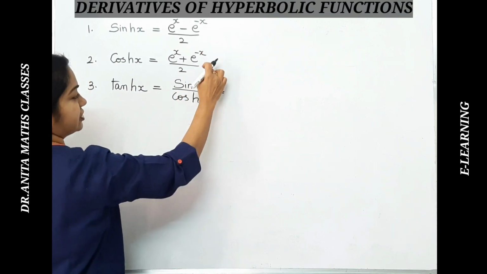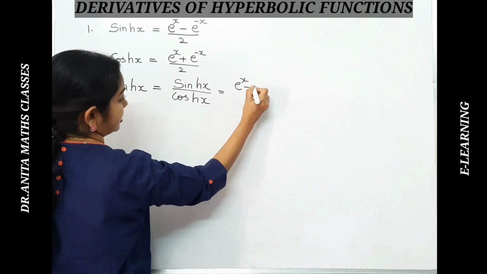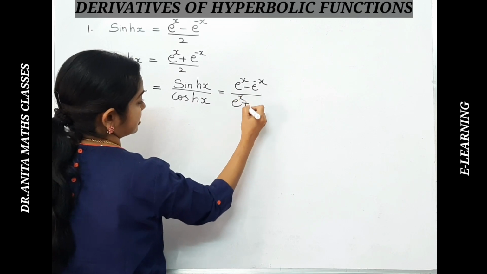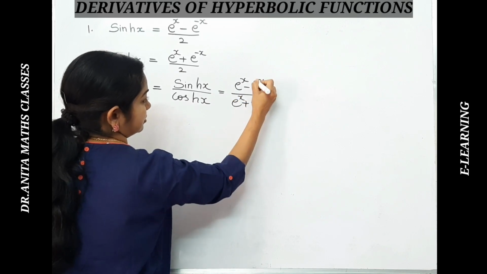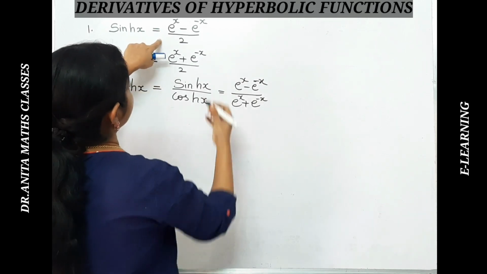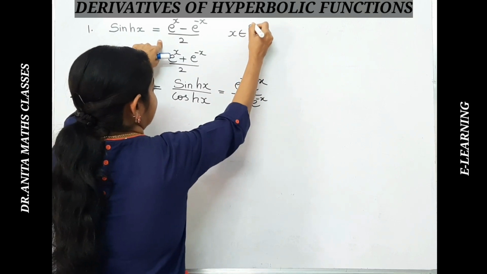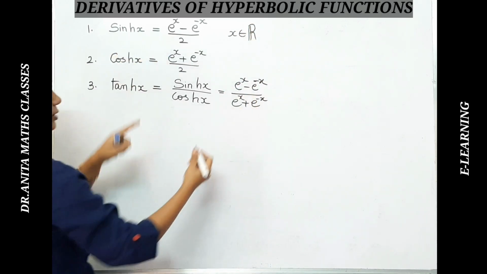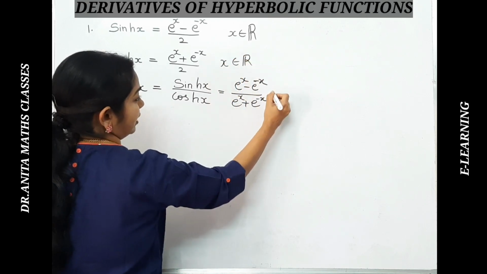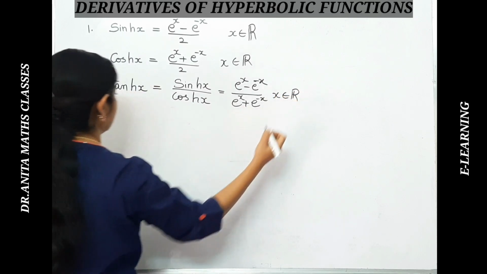Likewise, we have tanh x, which is nothing but sinh x by cosh x. So if you do the division, the denominator is cancelled and we get e to the power of x minus e to the power of minus x divided by e to the power of x plus e to the power of minus x. Here you can see that x belongs to the complete real values. Here also x belongs to the complete real values. Similarly, x belongs to the complete real values.